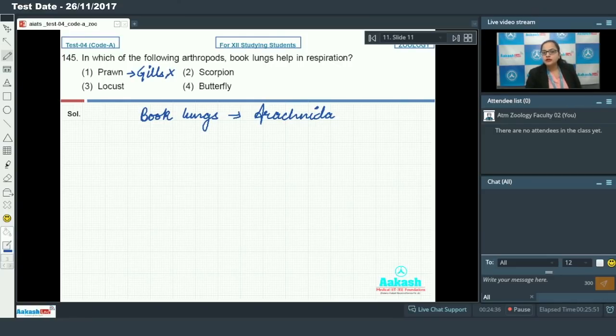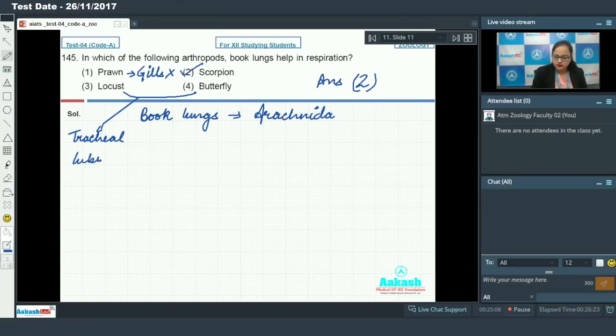Option 2, that is scorpion, belongs to the class Arachnida and it has book lungs as its respiratory structure. So the correct answer for this question is option 2. Option 3 and 4, that is locust and butterfly, belong to the class Insecta and they have tracheal tubes as their respiratory structure. So this cannot be an answer. So scorpions have book lungs as their respiratory structure.